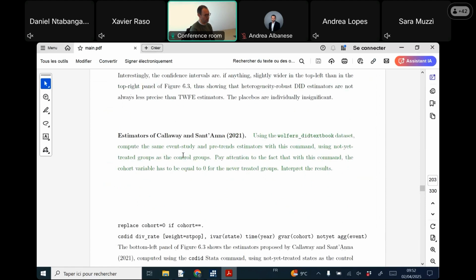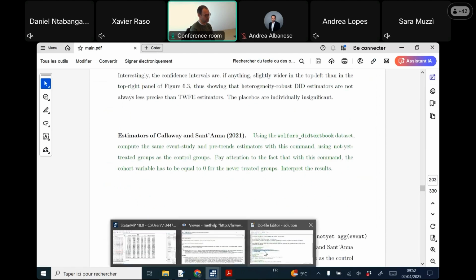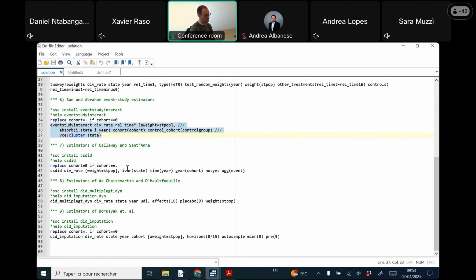Okay, so then we are going to implement the estimators of Callaway and Sant'Anna. And to do that, you need to be a bit careful that for them, if you're never treated, then cohort has to be equal to 0. And then I implement CSDID, divorce rate, I weight, the group variable is the state, the time is the year, and I have my cohort. I want to use the not yet treated as the control group, because otherwise that would be numerically equivalent to Sun and Abraham. Their command allows you to have estimators at various levels of aggregation. You could want to get the ATT, you could want to have the ATTL, or the cohort-specific event study effects. Here I'm asking for ATTL estimators of the event study effects via this aggregation event option.